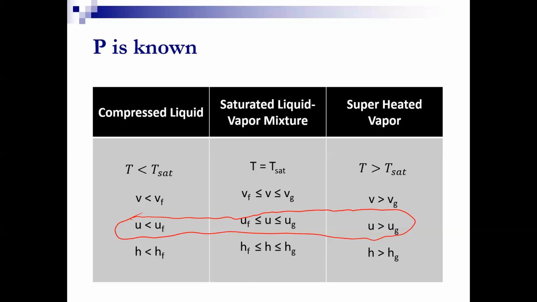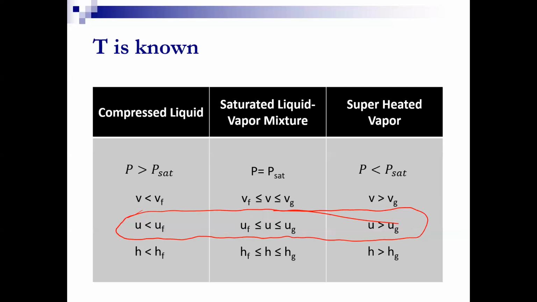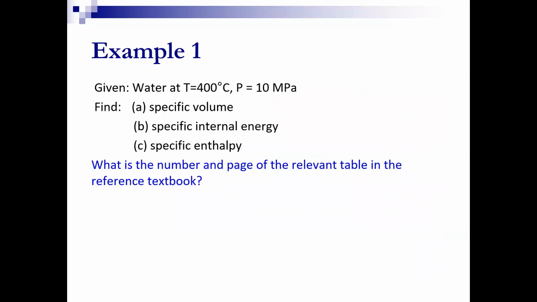Let's go over some examples and we will see step by step how we can find the unknown properties of materials from the tables. Let me go over this example, for instance. Example one. Given is water at 400 degrees Celsius and the pressure is 10 megapascal. I want to find specific volume, specific internal energy, and specific enthalpy.